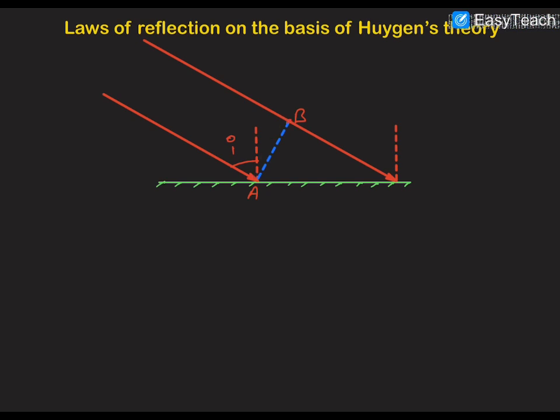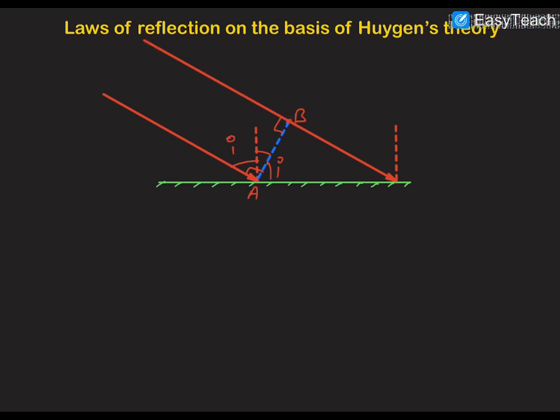And we know that the points which lie on a wavefront are always in the same phase, because a wavefront is the locus of those points which are in the same phase. So first of all, this will be 90, and this will be 90 minus I, and this will be I. Okay, and I can say that A and B will be in the same phase, and it also means that when this wave reaches point A, this wave will reach point B.